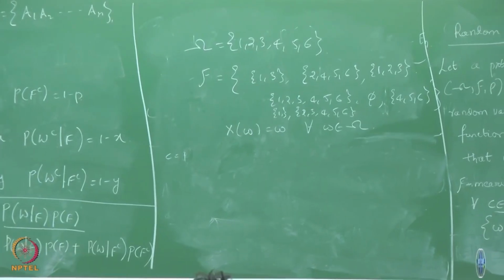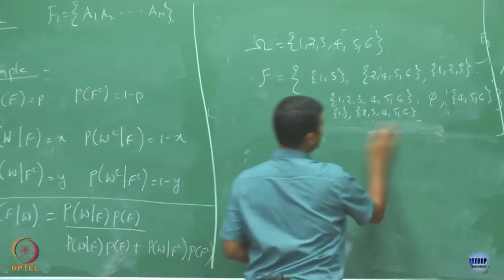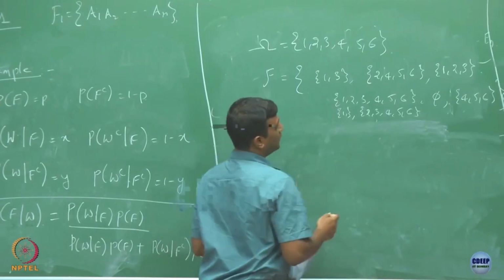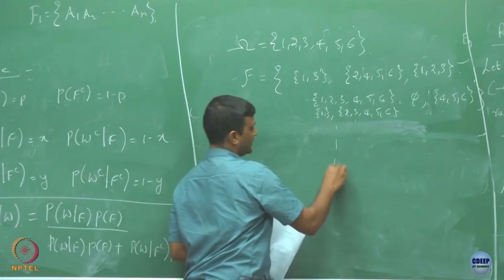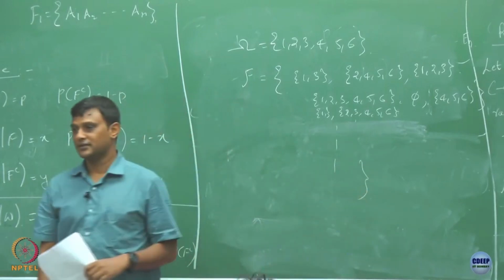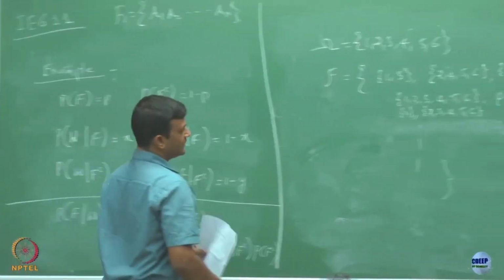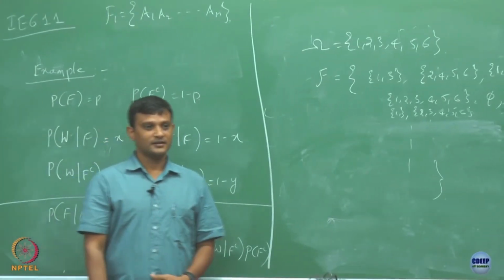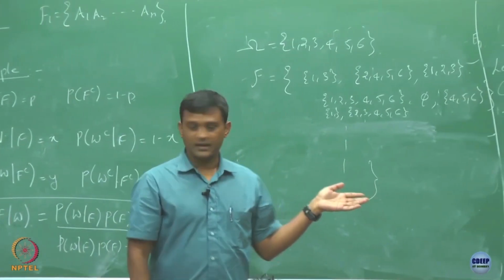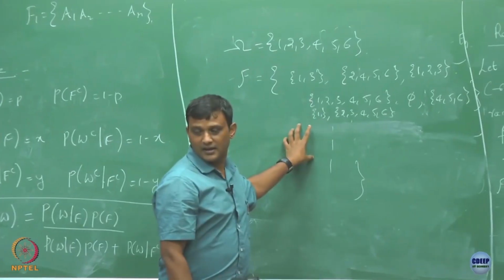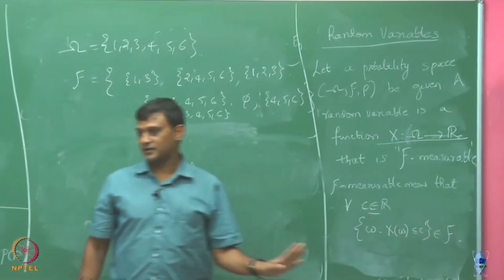No. What does it violate? It violates condition 2. So now let us include all possible subsets. Let us say all possible subsets are there. Now is it F measurable? Yes. You take any possible C, you will end up with one of these sets, and that belongs to F.